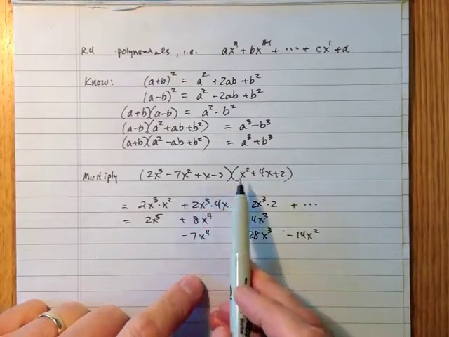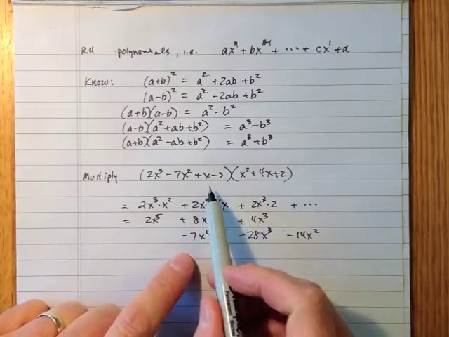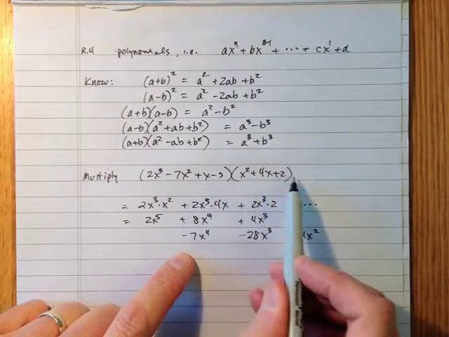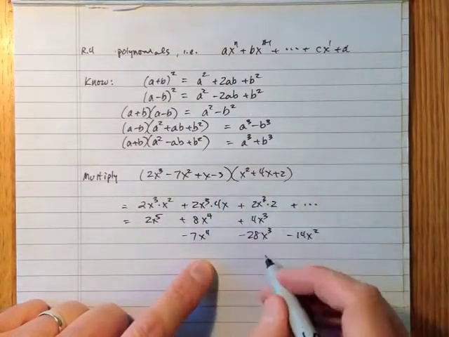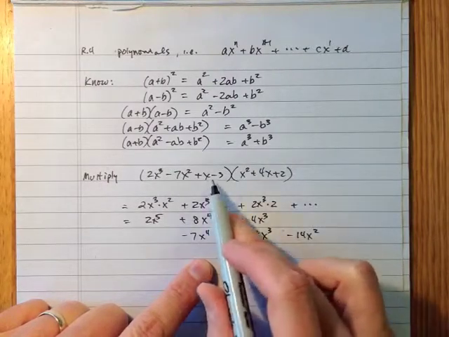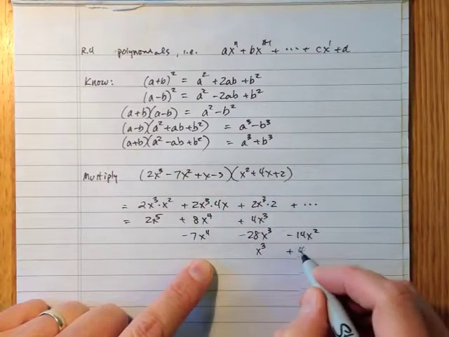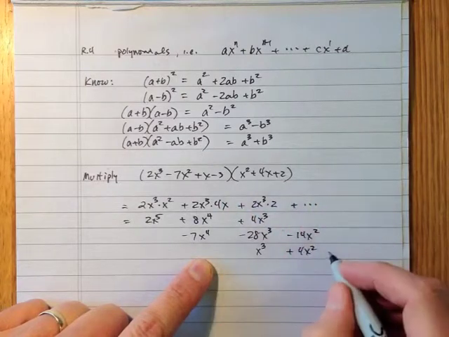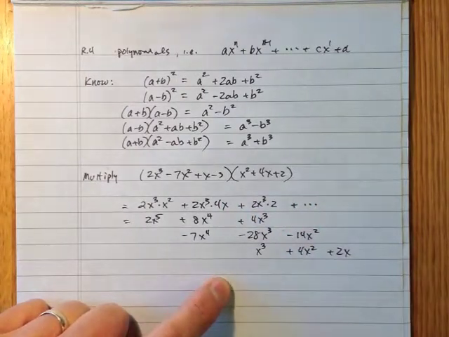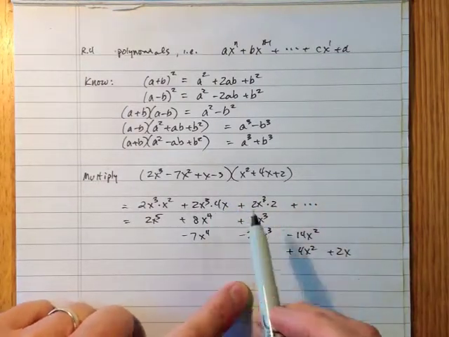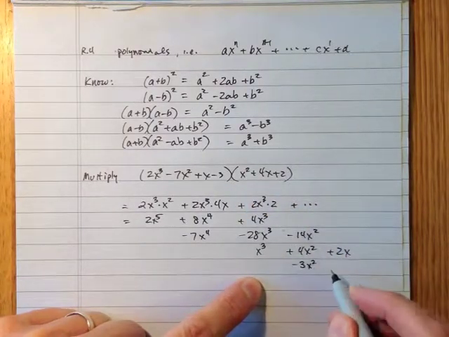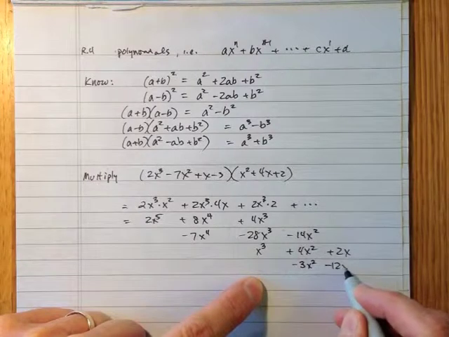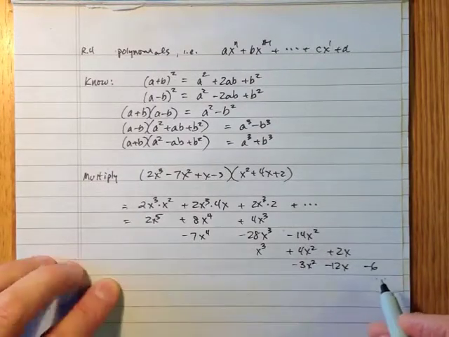Okay, now the x has got each of these guys. I'm going to do a line return because once I start taking x times each of these, I'll see some of the same powers I did before. So x times x squared is x cubed. x times 4x is plus 4x squared. x times 2 is 2x. I think I just have room for this. Negative 3 times each of these will be negative 3x squared minus 12x minus 6.